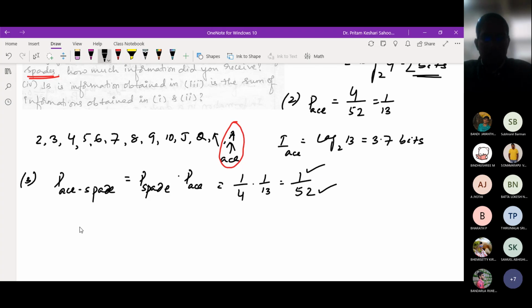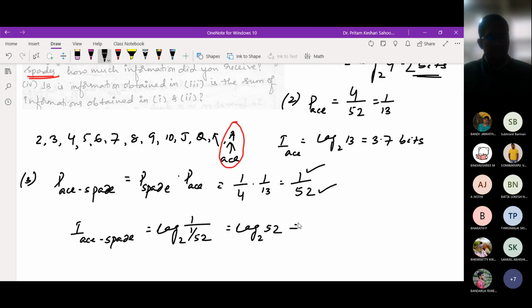Now from this you can calculate the information of S of type spade. So that equals log base 2 of 1 divided by 1 by 52. That is equal to log base 2 of 52. And the answer will be 5.7 bit. Understood?